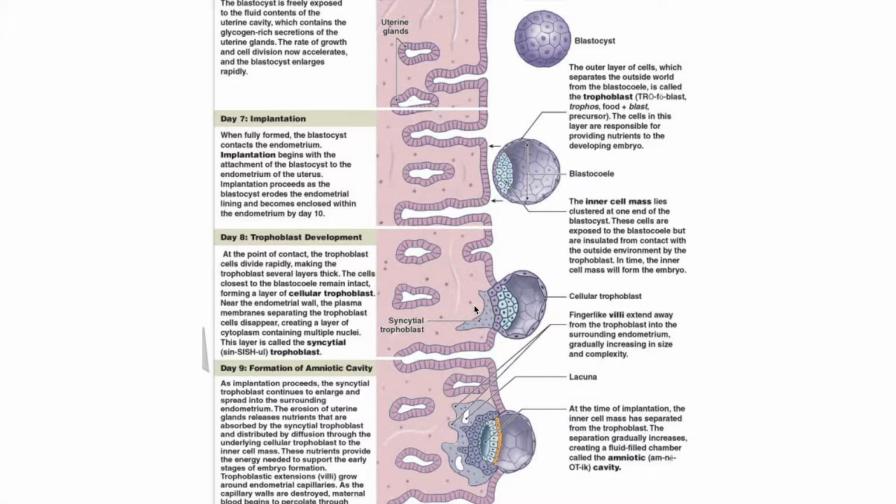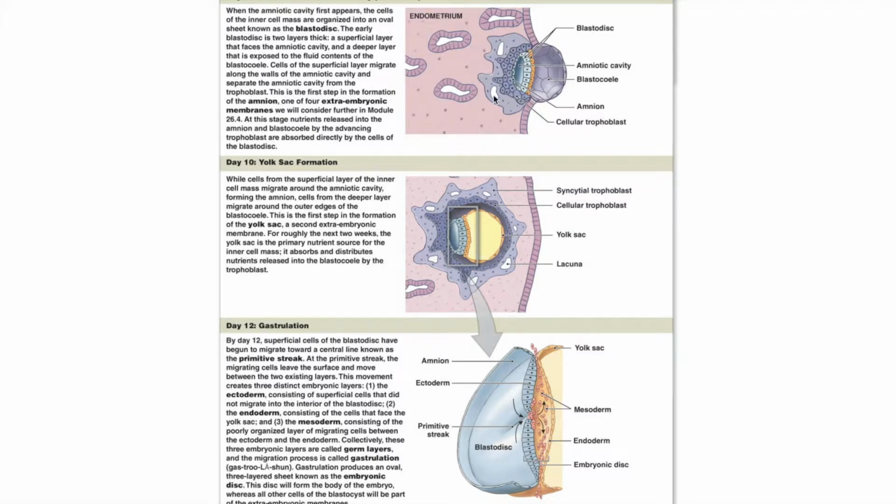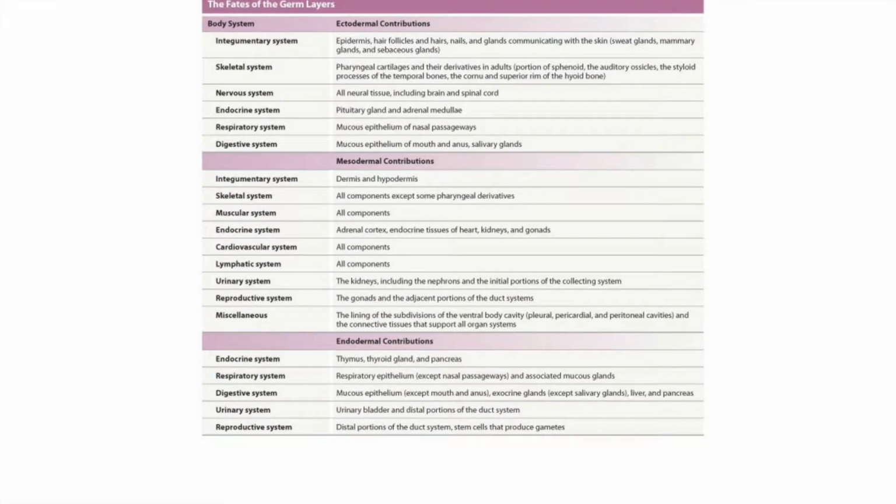The syncytial trophoblast continues to grow and it breaks down the uterine glands. This releases nutrients that are sent to the inner cell mass by diffusion, and these nutrients support the early stages of embryo formation. So after the embryo becomes implanted in the endometrial wall, around day 12 gastrulation starts, and gastrulation produces 3 different germ layers. This table tells everything that comes from the 3 germ layers.